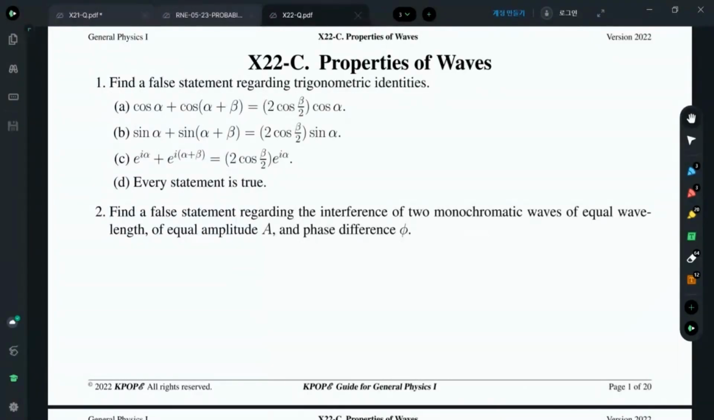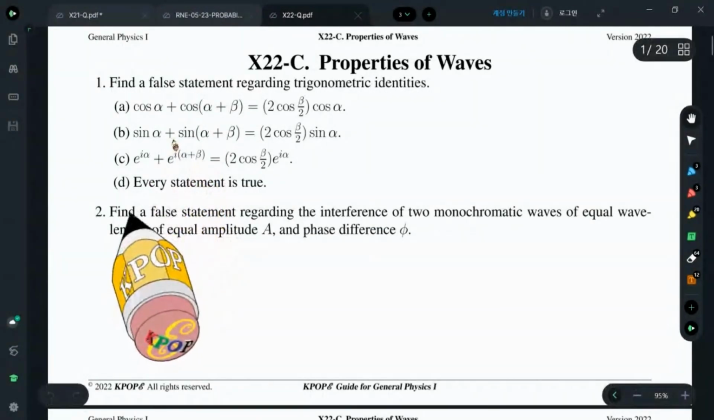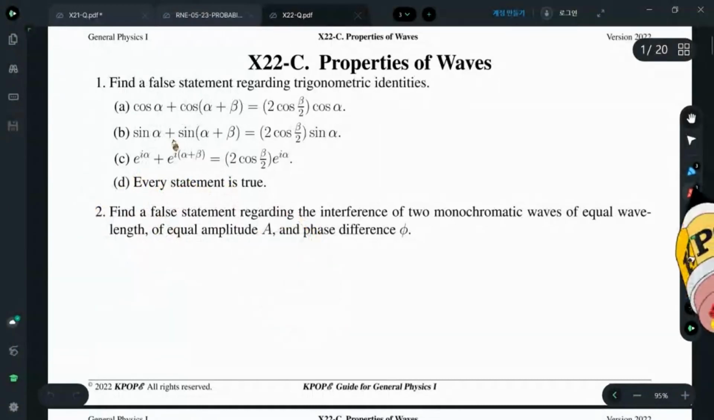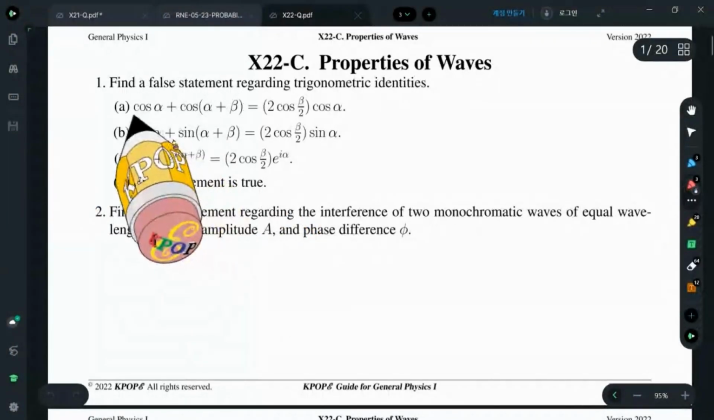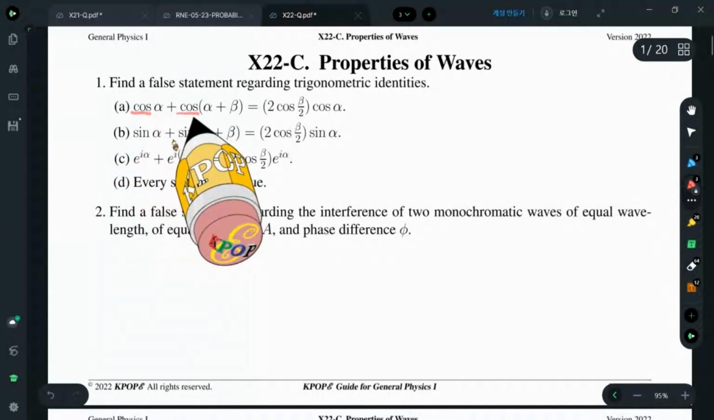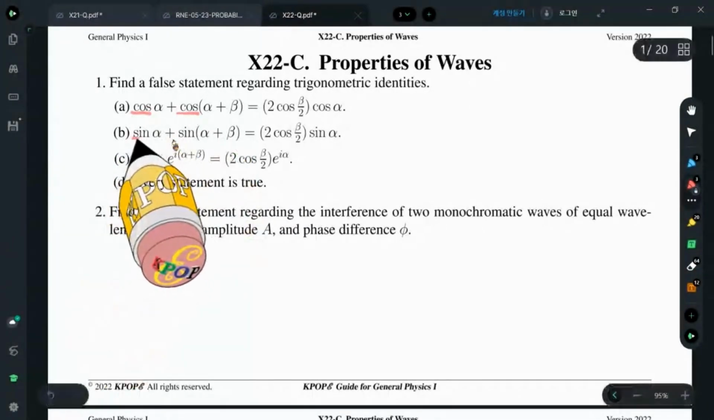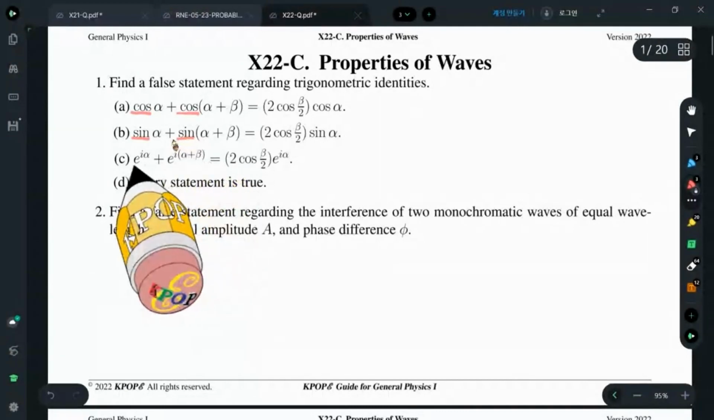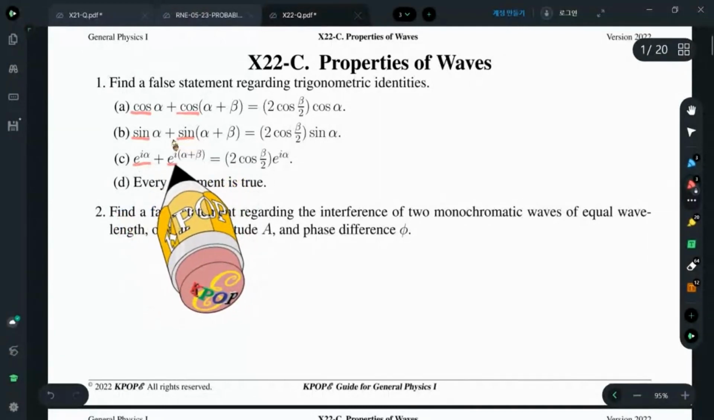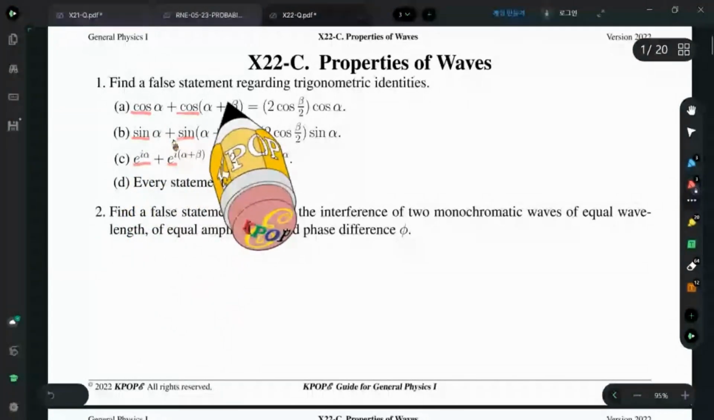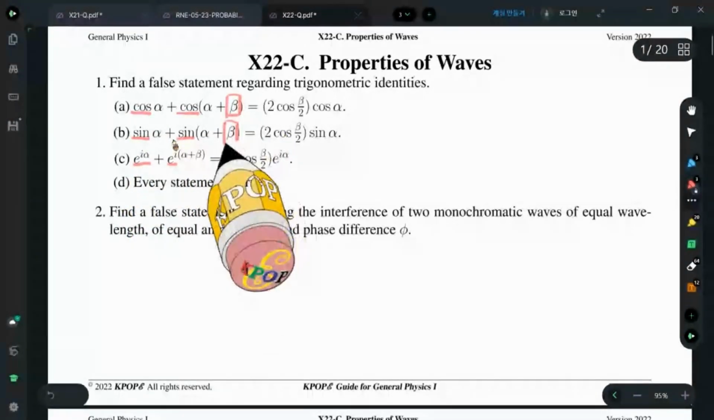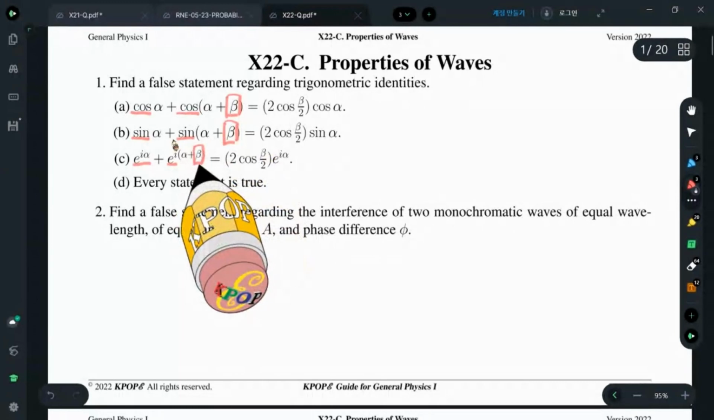Okay, we study X22, properties of waves. Number one, find the fourth statement regarding trigonometric identities. In here, we have the same style of sinusoidal function: cosine, cosine, sine, sine, e to the i theta, e to the i theta. The difference is the phase difference between the two terms that are being added.